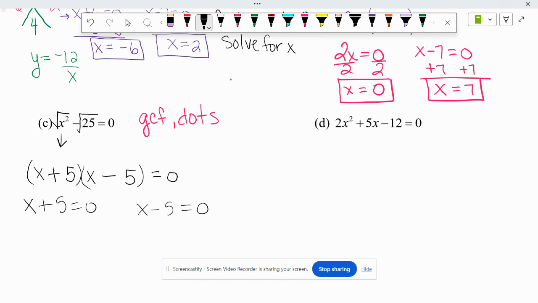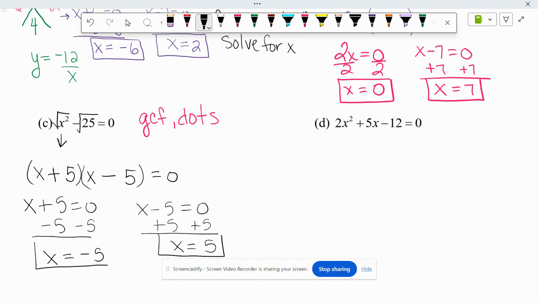If x plus 5 equals 0 and I subtract 5 from both sides, what is the value of x? Negative 5. If x minus 5 equals 0 and I add 5 to both sides, what is the value of x? Positive 5.